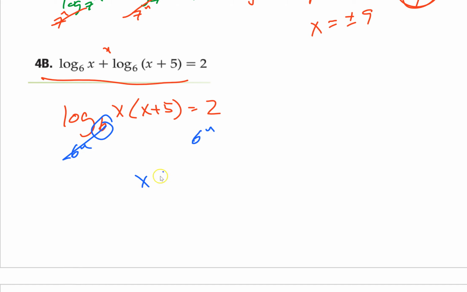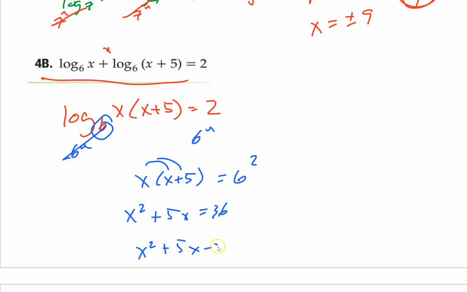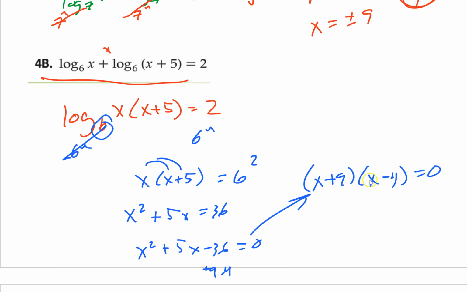These would cancel. X times x plus 5 equals 6 squared. Now this is all the algebra. Distribute x squared. Remember, you cannot separate. It has to equal 0 to split it. Plus 5x equals 36. Subtract 36, set equal to 0. Now you could factor it. Two things that multiply to get 36, but I had to get 5. Oof, they're different signs. It's like negative 5 and 4, it looks like. Positive 9 and 4, I should say. Negative 4. So x plus 9, x minus 4 equals 0. Split it. X equals negative 9 and 4.